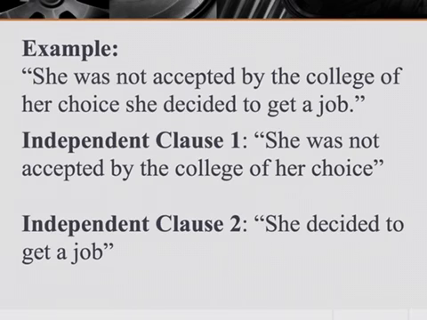For example, consider the sentence, "She was not accepted by the college of her choice, she decided to get a job." Take a moment to identify the two independent clauses. One is, "She was not accepted by the college of her choice." It's a fine sentence on its own. The subject is she, and the main verb phrase is was not accepted. However, it has been incorrectly combined with the next clause, which is, she decided to get a job.